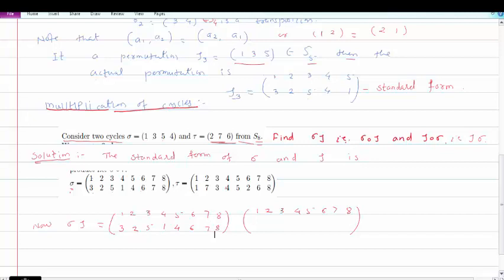This is sigma: 1 goes to 1, 2 goes to 7, 3 goes to 3, 4 goes to 4, 5 goes to 5, 6 goes to 2, 7 goes to 6, and 8 goes to 8. So this product can be found.